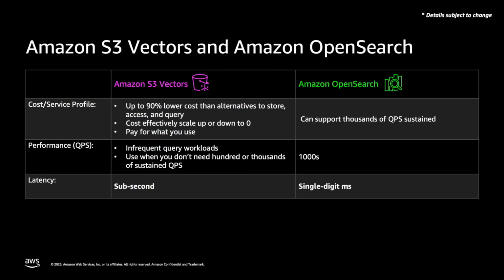Okay, so S3 vector buckets cost about 90% less compared to other vector databases and deliver sub-second latency for moderate workloads. Think hundreds of queries per second. For applications requiring thousands of concurrent queries at single-digit millisecond latency, you might still want to consider scaling up to OpenSearch.